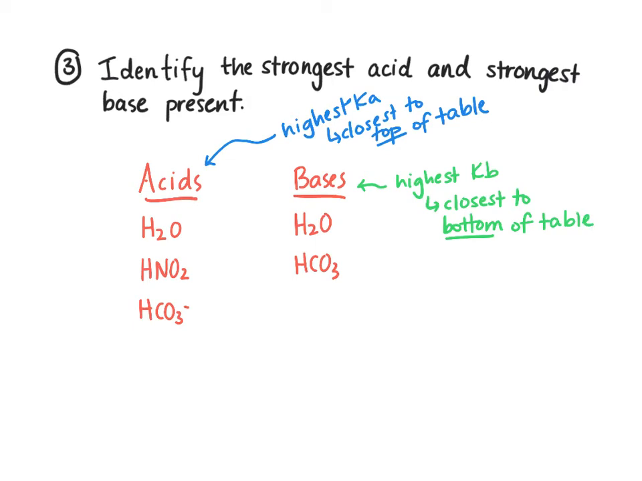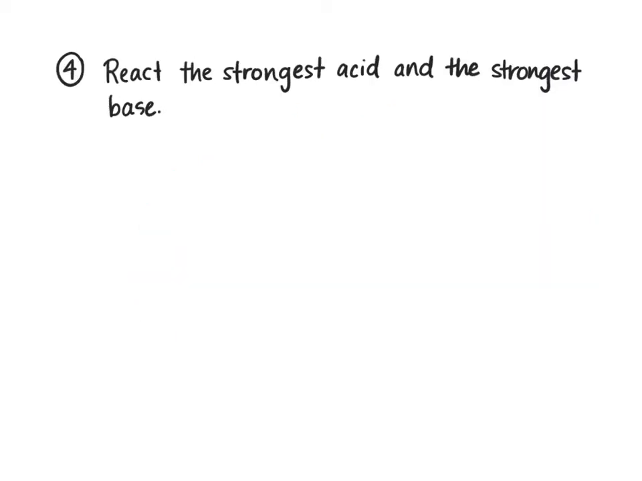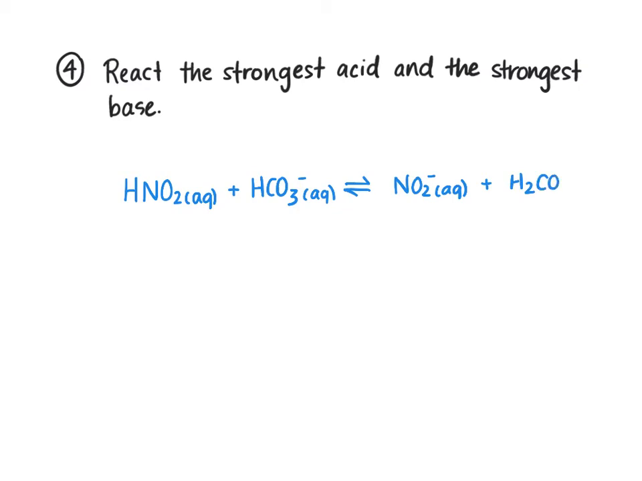So looking at our table, our strongest acid is nitrous acid, and our strongest base, I forgot a negative sign here, our strongest base is hydrogen carbonate. So our next step is to actually react that strongest acid and strongest base. So nitrous acid, aqueous, plus hydrogen carbonate. Nitrous acid is our acid. It's going to donate a proton, and it's going to form its conjugate base, which is nitrite. And then hydrogen carbonate will accept a proton, and it will form its conjugate acid, carbonic acid. So we have a proton going from our acid to our base.